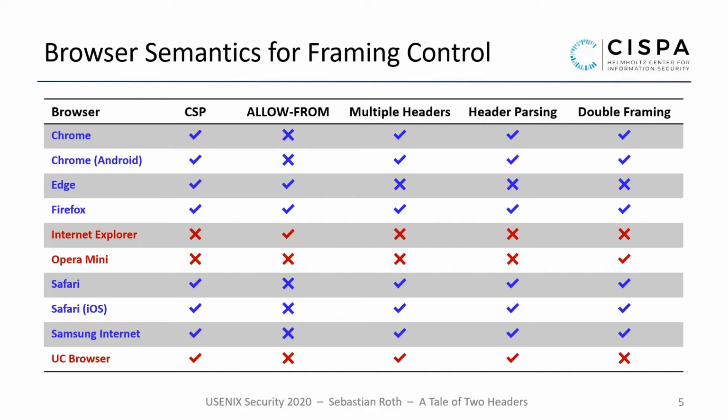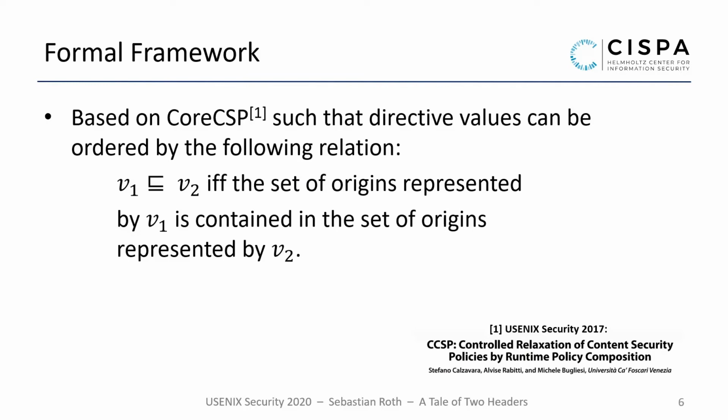Now, with this semantics of browser behavior, we started to create a formal framework. But first of all, we need to have a relation that allows us to order the directive values of our headers. Luckily, Calzavara et al. presented Core CSP in USENIX 2017. They have defined a relation that states that v1 is contained in the set of origins represented by v2. Now we can use this relation to define the consistency of framing policies.